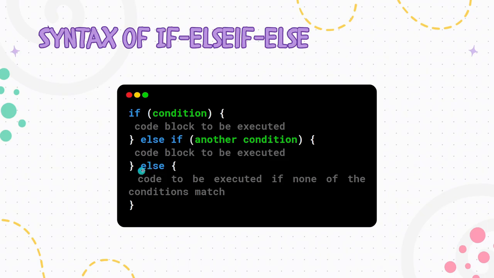After we define the else block with the else keyword and a pair of curly braces, we can add code to be executed if none of the conditions above match. So that is the gist of it.